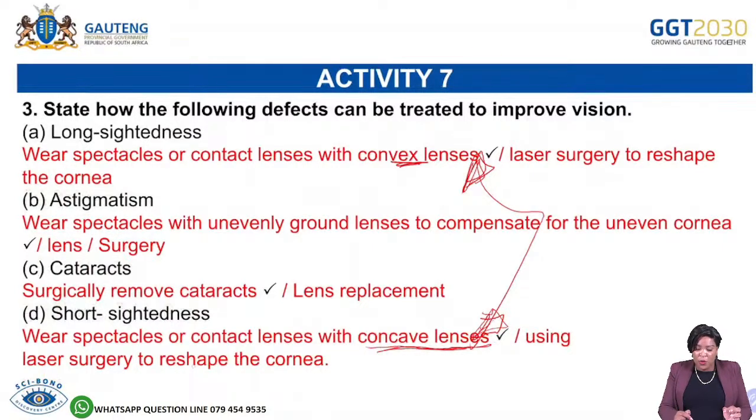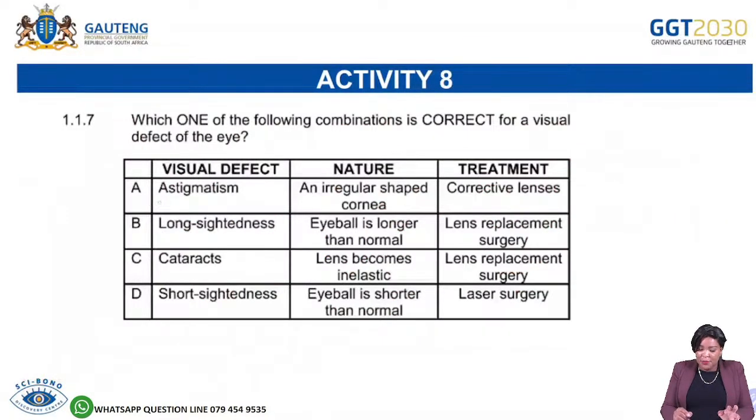Now, which one of the following combinations is correct for a visual defect of the eye? This is just the last question, a take home bonus for you. Visual defect, astigmatism, has an irregular shaped cornea. You can use corrective lenses for that. So this is the correct combination. Remember, you look at it across, not just one.